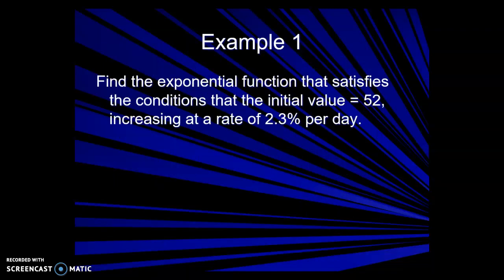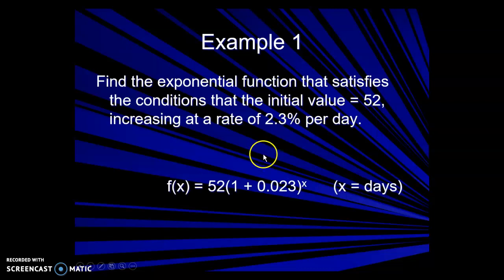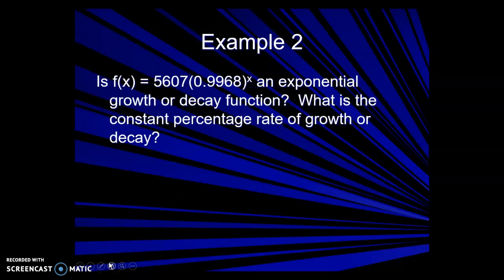Okay, here's another example. Write a function that satisfies these conditions. You have 52 people initially. It's increasing at a rate of 2.3% per day. All right, so boom, there's your function. You have the initial, then 1 plus 0.023, that's the percentage as a decimal, and you want to make sure to specify what your variable stands for. Then 0.023, and just simplify this rather than keeping it as an addition. All right, let's go to the next one here.